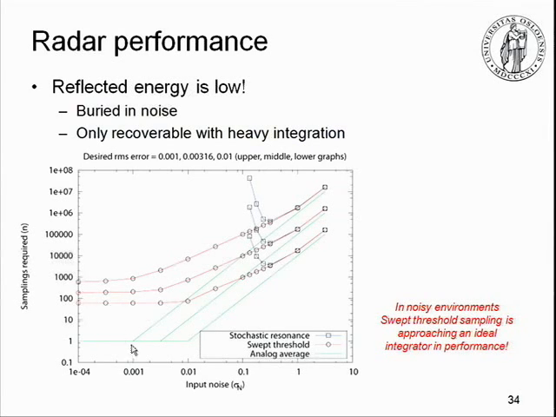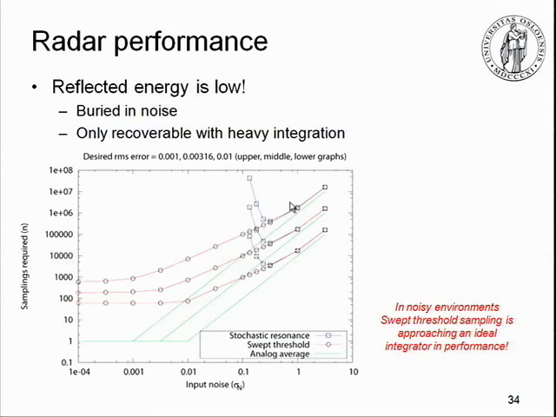Now, as we increase noise here, and here's what's important, we see that the ideal, the best case, the best you can do, high resolution A to D conversion in noise, is rising steeper than our swept threshold sampling technique. So for high noise values, we're actually doing almost as well as the ideal case, meaning that we don't need many more samples or integrations in order to recover a signal. And that's surprising. That really shows that this makes sense.